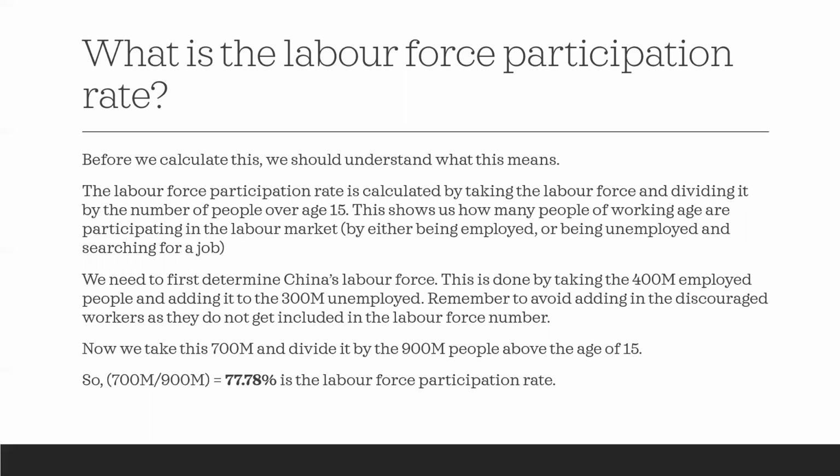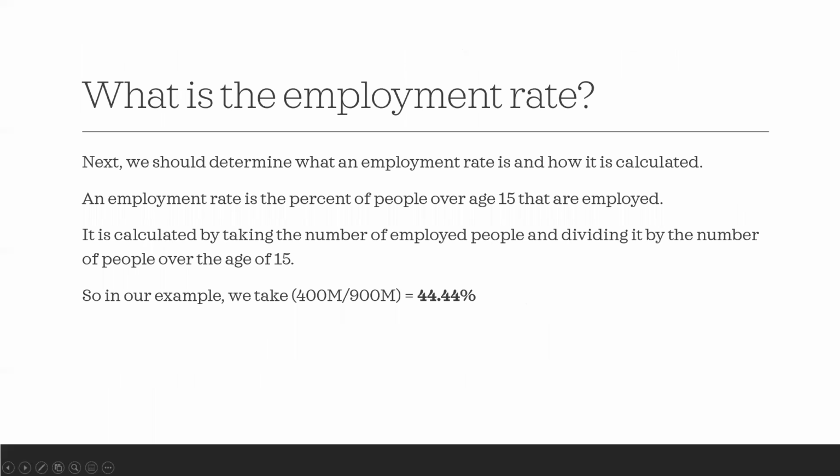We need to first determine China's labor force. And this is going to be done by taking 400 million employed people and adding it to the 300 million unemployed. And once again, remember to avoid adding in the discouraged workers as they don't get included in the labor force numbers. Now we take this 700 million that we got and we divide it by the 900 million people above the age of 15. And this gives us a 77.78% labor force participation rate. When broken down into plain English, that basically means that 77.78% of the working age people are participating in the labor market.